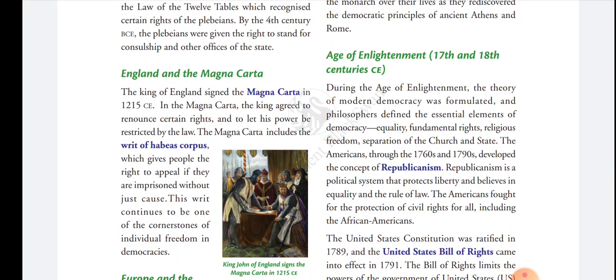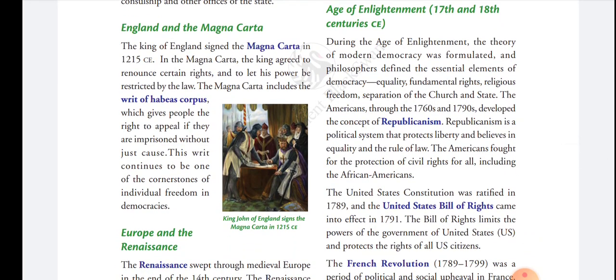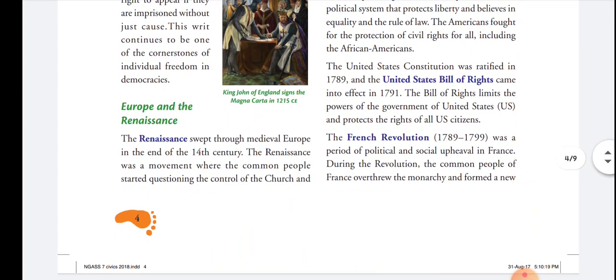And the Magna Carta includes the writ of habeas corpus. Writ means government order. According to this order, people have the right to appeal, they can claim, if imprisoned without just cause. If anyone is imprisoned without any reason, they can appeal to the court. So slowly they started to follow this democratic form of government.